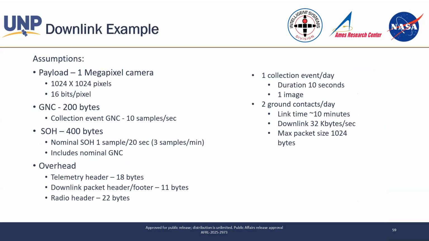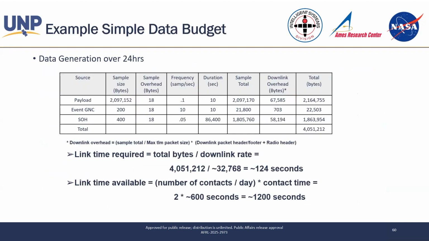Here's an example. Again, this is mostly for your own viewing later, but this is what a sample data budget looks like. This is kind of where I really wanted to get to. You have some link time required, and a link time available that you can get based on the number of contacts you have and how many days and so on. And you calculate your data budget by taking the number of bytes you expect to generate with your particular component. You make sure you add your overhead. You have some frequency at which you're getting this data, and then a duration over which that frequency is applied. And then there's the sum of your total times the overhead. That's it. That's as simple as a data budget is.